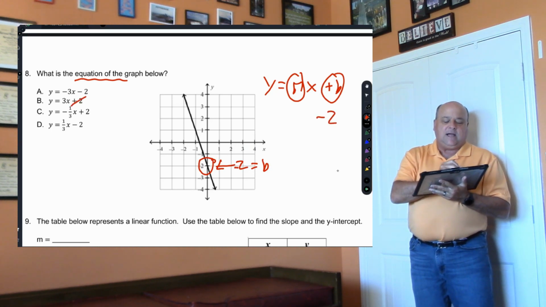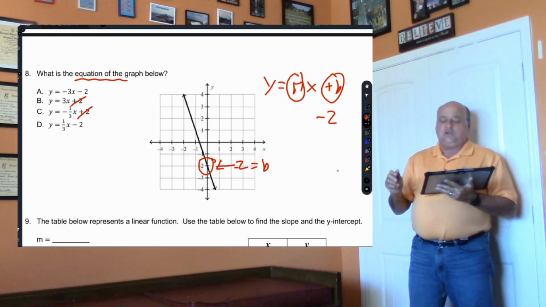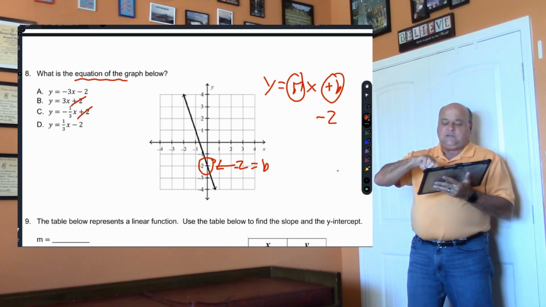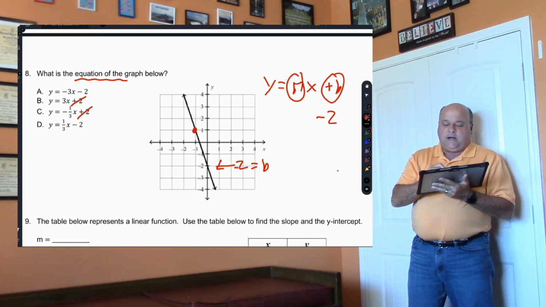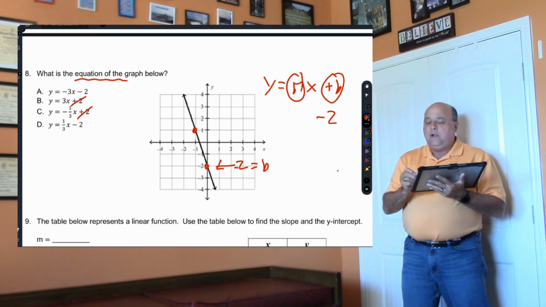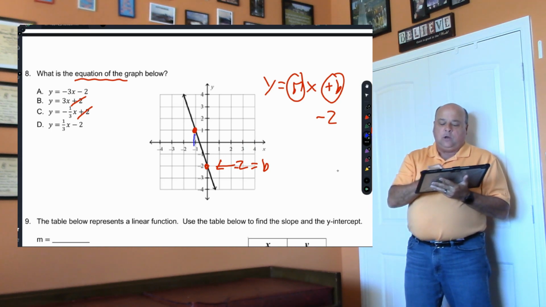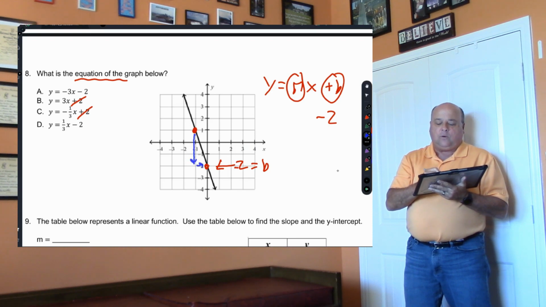Look over here on the side. This is wrong and this is wrong, isn't it? The next thing we need is our slope. So we need 2 dots. So I'm going to put a dot right here and a dot right here. Now I'm going to make my slope triangle. The slope triangle goes up or down and to the right. So my slope triangle will go down and to the right.